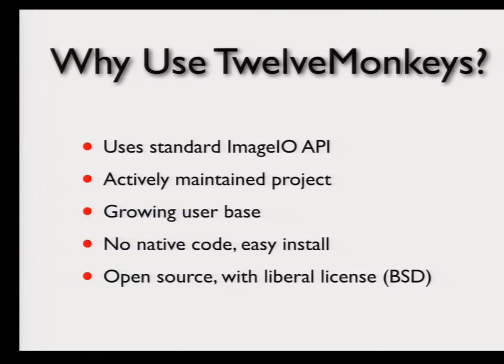Okay, so why would you want to use the TwelveMonkeys library in your project? I think it is a given that you're working with images if you want to use this library. It uses the standard ImageIO API, which is quite a big API, so it takes some time to get used to it, but at least it's standard and you don't have to learn a lot of other APIs as well. It's an actively maintained project. I work on it at least weekly, so it's getting updated, and it has a growing user base right now, which is good. Also, it has no native code, so it makes it a lot easier to install than maybe ImageMagick or the JAI stuff that needs native code to work. Also, it has a very liberal open source license, BSD.